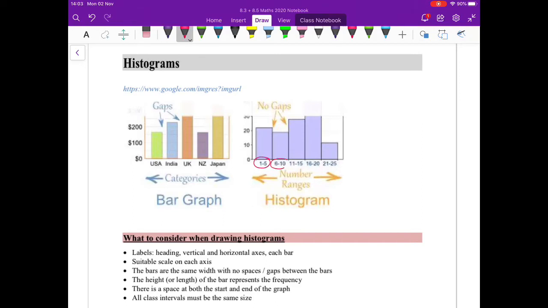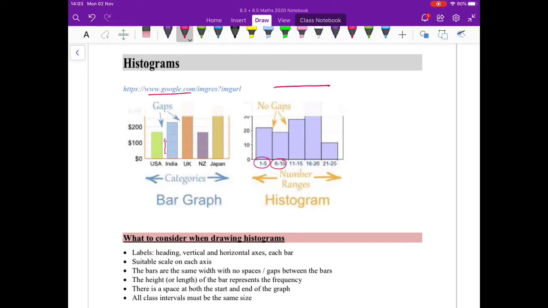So you can see the difference here. This is 1 to 5, 6 to 10. So these are measured or class intervals compared to the bar graph where you have gaps in between. The vertical axis shows the frequency, and the height of the bar represents the frequency of the class or the class interval. Again, you've got to always remember that you have to have a heading.